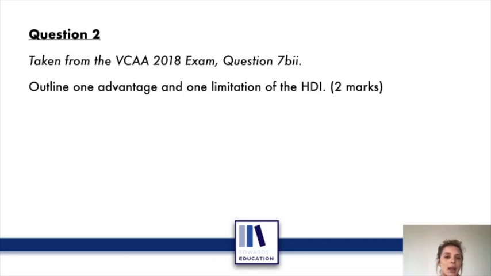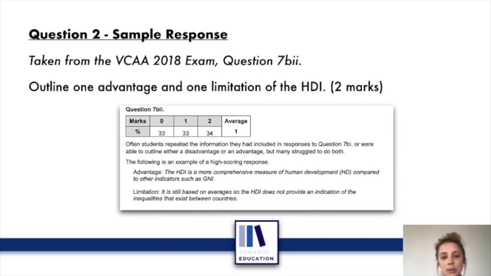Question 2, outline 1 advantage and 1 limitation of the HDI. So in this high scoring response, we've got the HDI is a more comprehensive measure of human development compared to other indicators such as GNI. I'd probably say that's a little bit brief. They haven't really explained what they mean there, and we know what they mean. It's because they include other things other than like GNI, as they say.